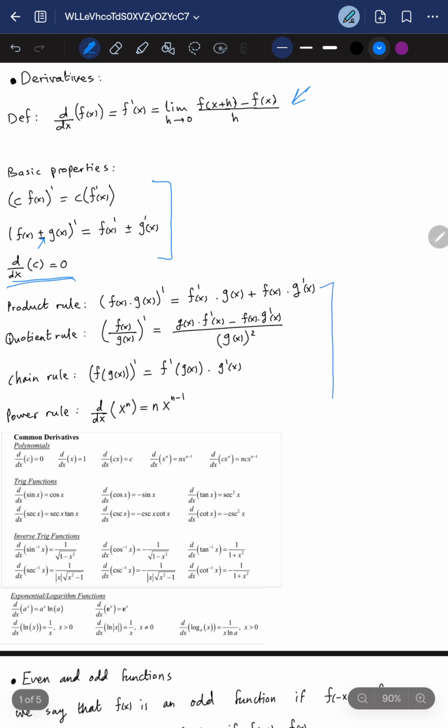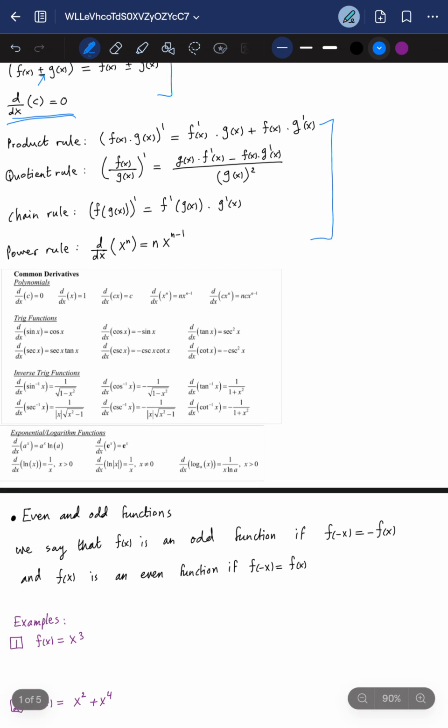These are the main rules that we use to derive. I'm sure you know them: product rule, quotient and chain, and power rule. And these are the common derivatives that all of you should memorize.